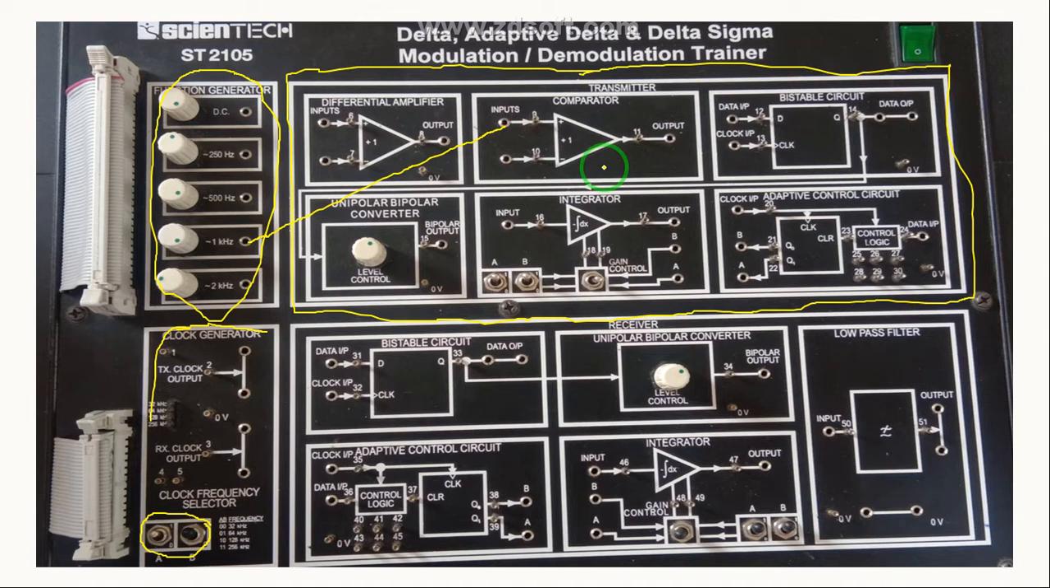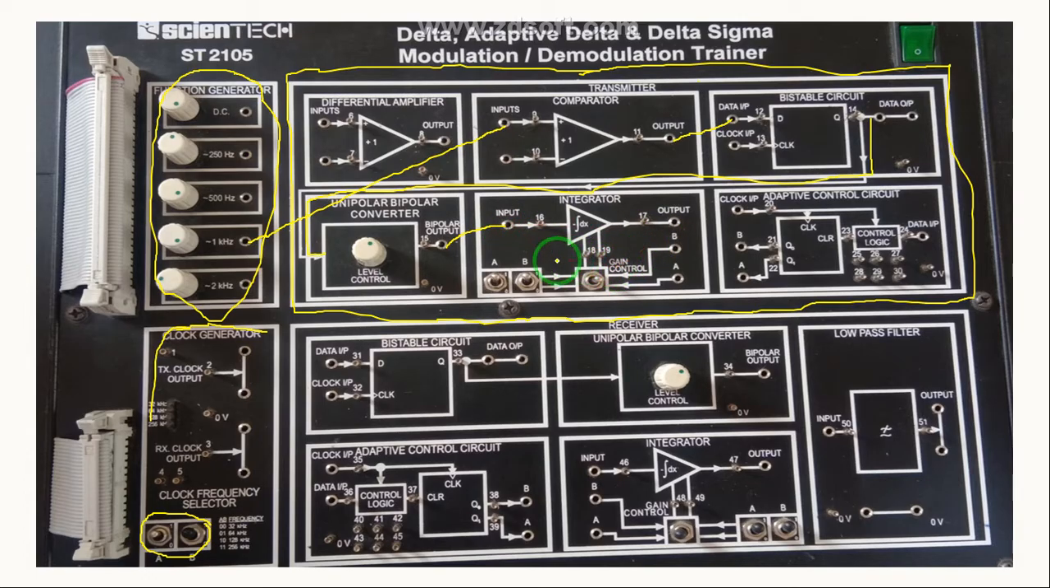One by one, step by step, guys, I'll show you how we are going to do the connection. If you observe, the output of the comparator is given to the data input of this bistable circuit. This is nothing but your D flip-flop. Then the output of this D flip-flop is internally connected to the unipolar to bipolar converter, and the output of this bipolar converter is given to your integrator.